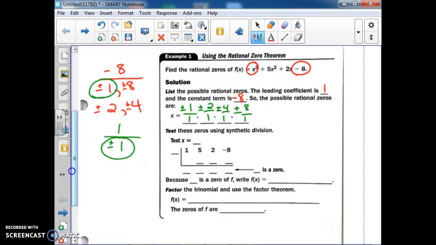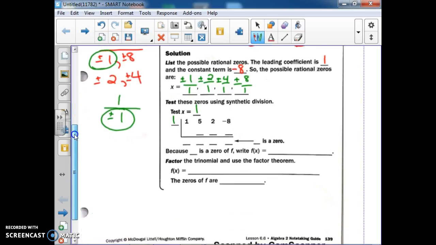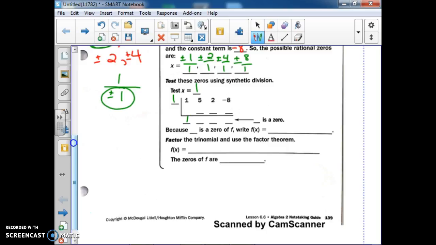All right, so we're going to test x equals 1. So we're going to put 1 on the outside. The big L is already drawn for us. Then we're going to drop down and multiply. So drop this 1 down, multiply, 1 times 1 is 1. Drop this down, 5 plus 1 is 6. Multiply, 6 times 1 is 6. Drop that down, 2 plus 6 is 8. 8 times 1 is 8. Drop that down, negative 8 plus 8 is 0. Okay, so that means 1 is a zero of this polynomial, because our remainder is 0.